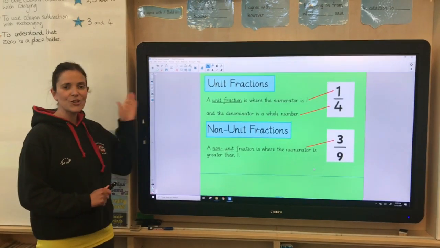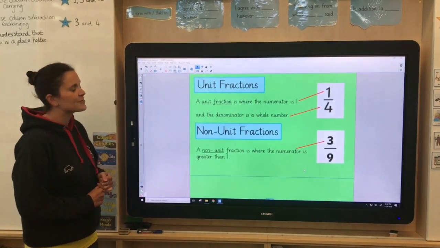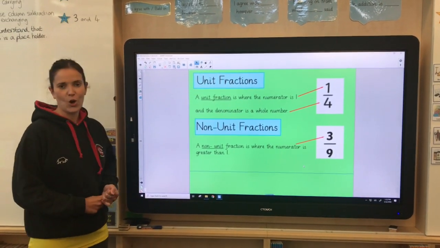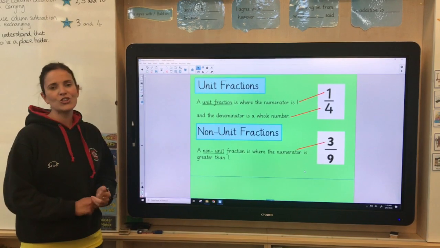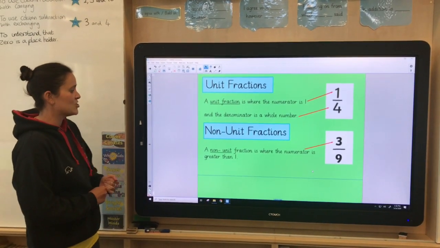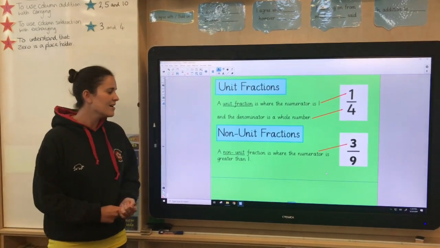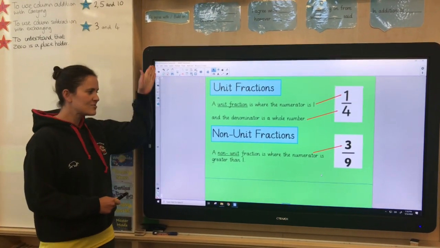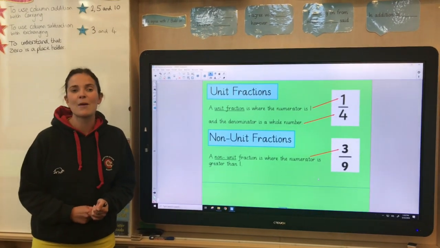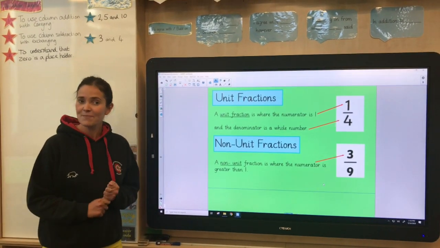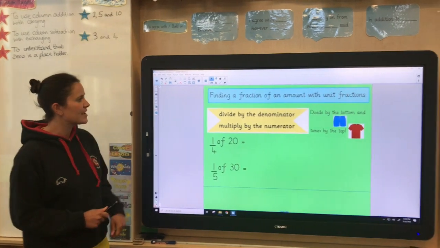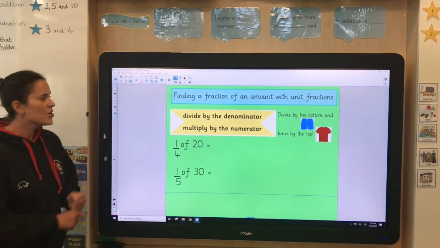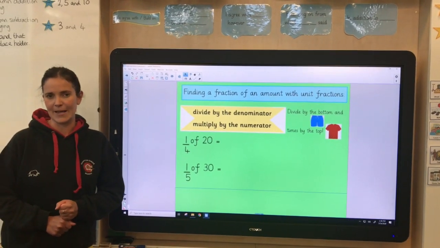So we have unit fractions, which is a fraction where the numerator is 1 and the denominator is a whole number. And we also looked at non-unit fractions last week where the denominator is a whole number, but this time the numerator is greater than 1. So this is knowledge that hopefully you remember from last week, and we're going to be using this knowledge today because we are going to be doing something called finding a fraction of an amount using unit fractions today.